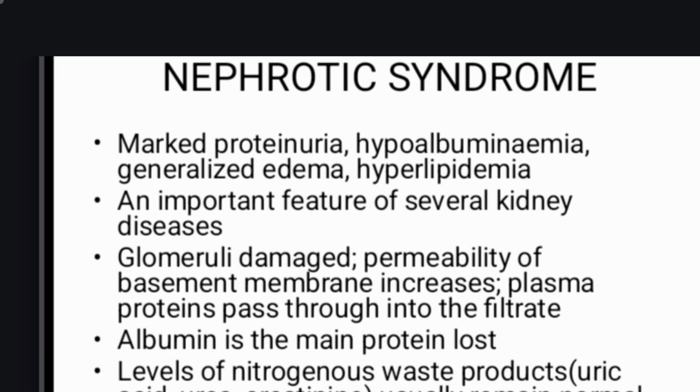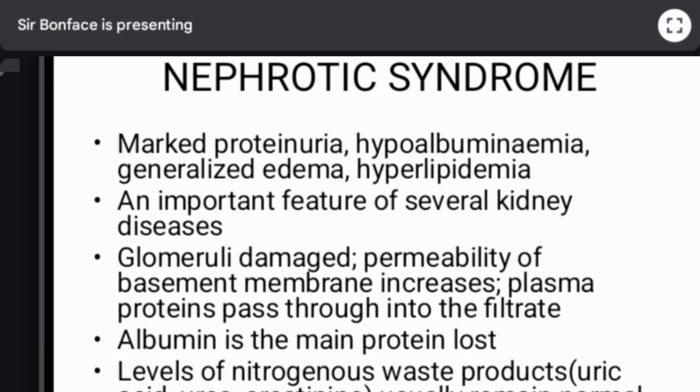So that's why we have hypoalbuminemia. That is, albumin will be low. Then proteinuria, there will be a lot of protein. If you have checked urine, there will be a lot of loss. So mainly that protein will be albumin.